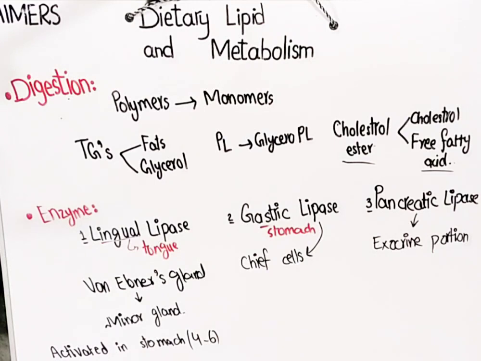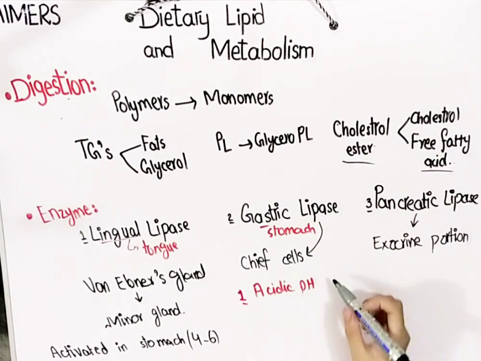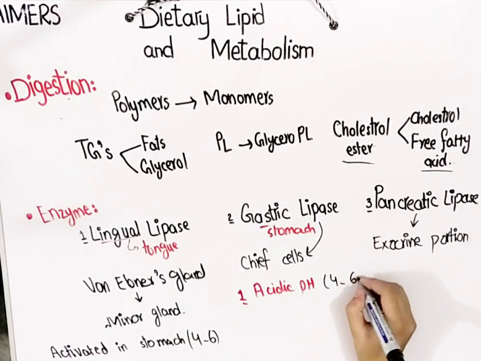So I'm going to write over here. Firstly, the first point you have to remember for both of these enzymes is that they work in acidic pH. The stomach has acidic pH, approximately 4 to 6. So these enzymes work in acidic pH.